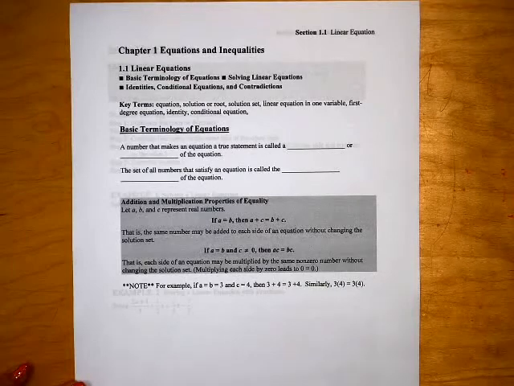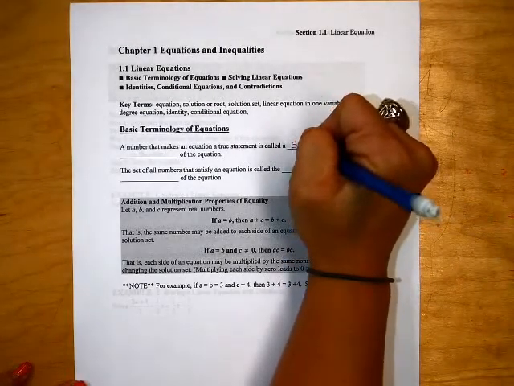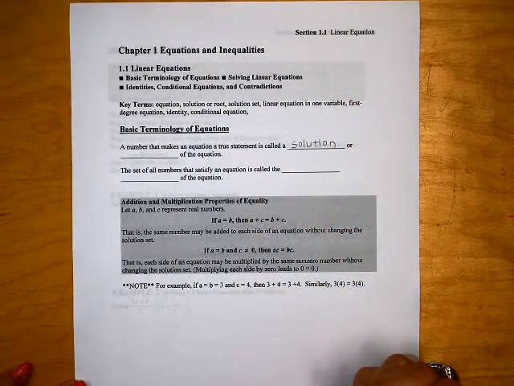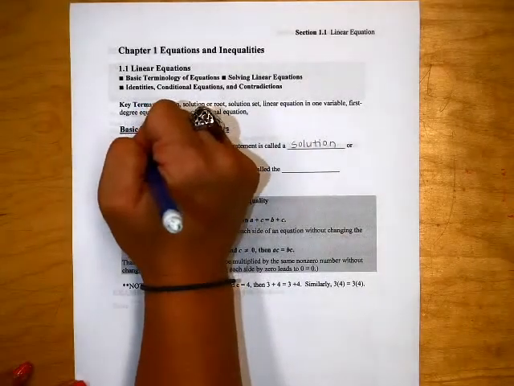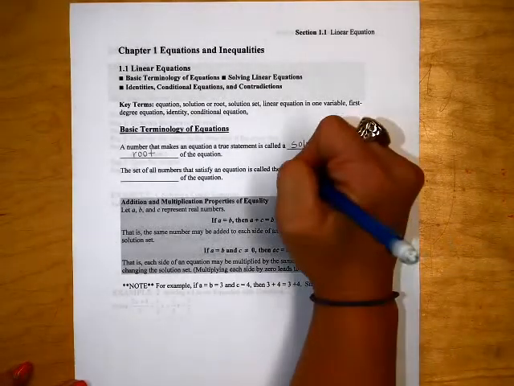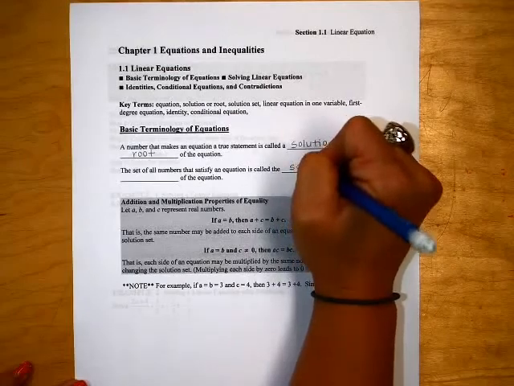The first definition says that a number that makes an equation a true statement is called a solution. You can fill in your blank with the word solution, or the root of the equation. So a number that makes an equation a true statement is called a solution or a root of the equation. And then the set of all numbers that satisfy an equation is called the solution set.